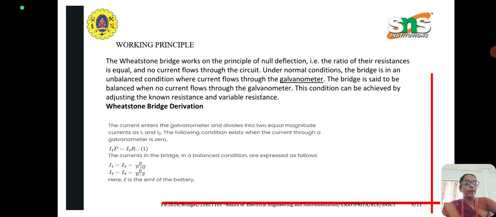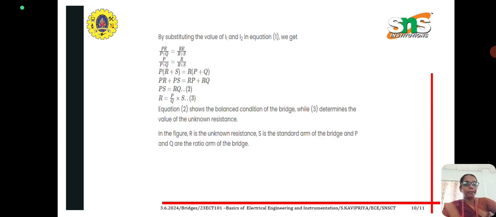We know that I1 is equal to I3, which is voltage divided by resistance, so E by P plus Q. Here the voltage is represented as capital E. I2 is equal to I4, which is E by R plus S, where E is the EMF of the battery. By substituting the values in the equation, we get I1P equal to PE by P plus Q and RE by R plus S.